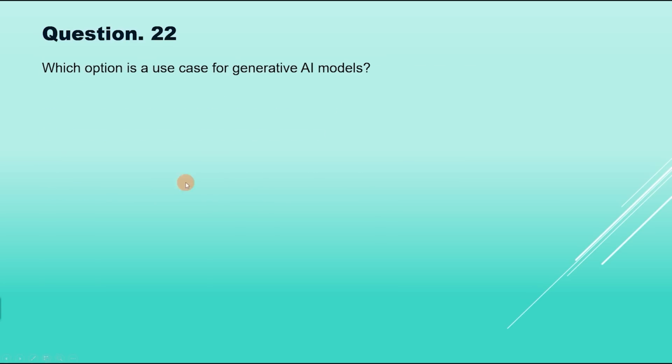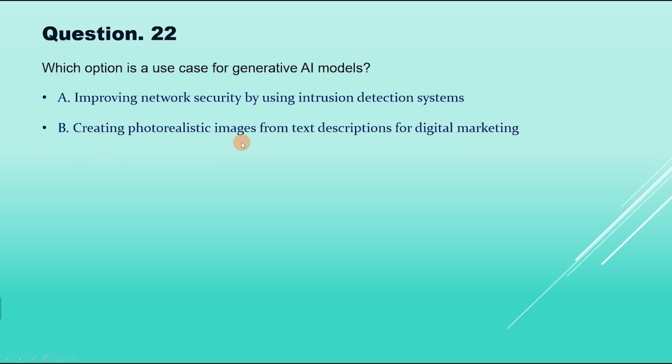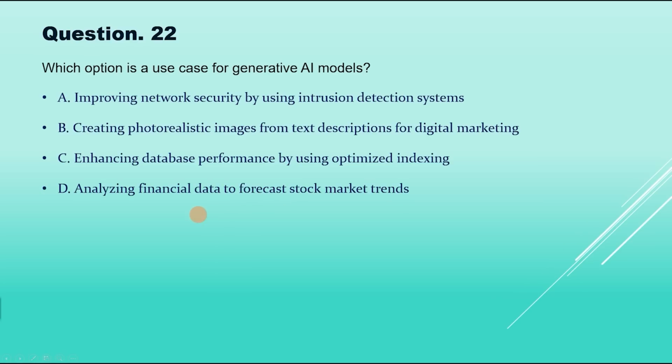Now question number 22. Which option is a use case for generative AI models? Option A, improving network security by using an intrusion detection system. Option B, creating photorealistic images from text descriptions for digital marketing. Option C, enhancing database performance by using optimized indexing. Option D, analyzing financial data to forecast market trends.